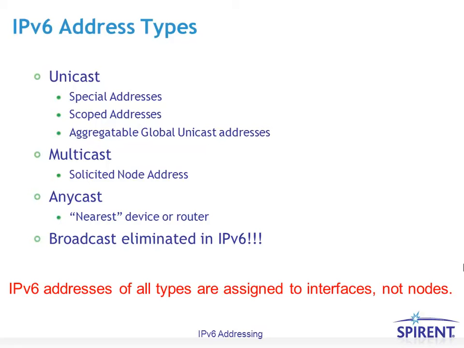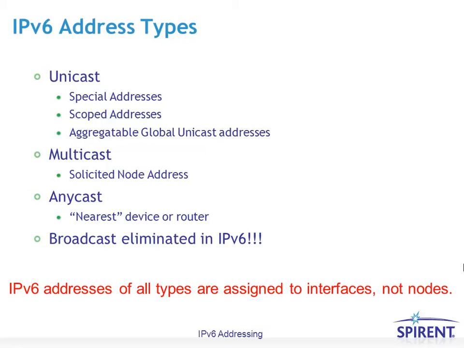In other words, is this meant just for this link, or just within your organization, or internet-wide? Also, the global IPv6 address space, in other words, the routable portion on the IPv6 internet, is also referred to as aggregatable global unicast addresses. There are various different types of multicast addresses, including a special address called the solicited node address, which we'll talk about more later. Also, anycast.